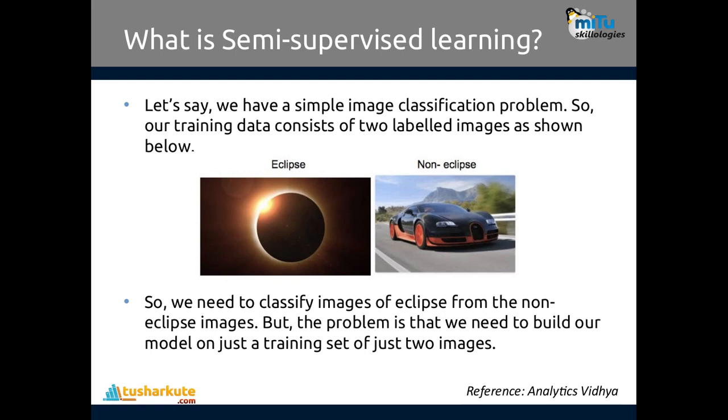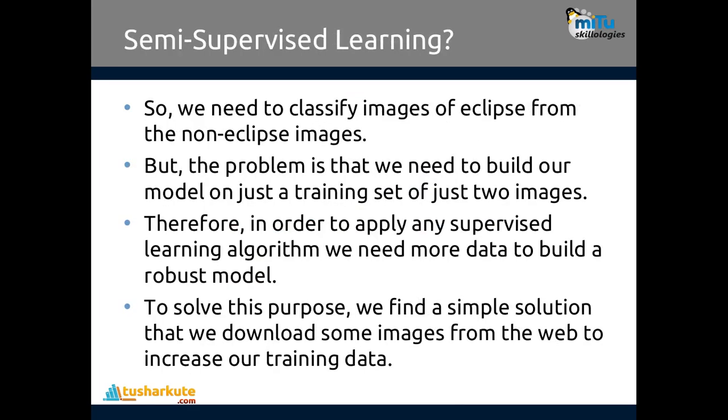So what do you think? With the help of these two images, is it possible for a classifier to find the features and classify which are eclipse and which are non-eclipse? Therefore, in order to apply any supervised learning algorithm, we need more data to build a robust model.